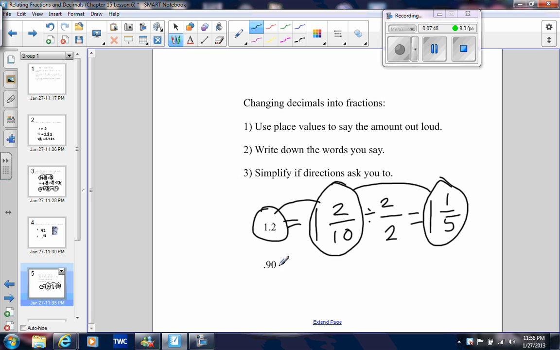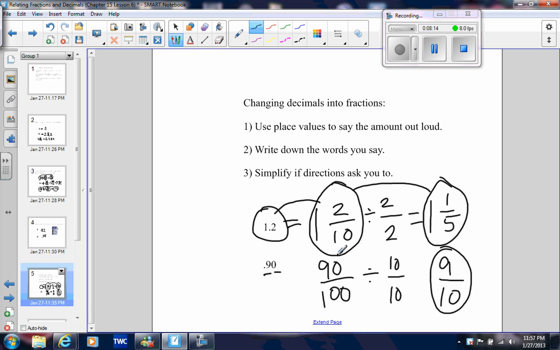Same thing down here. I got 2 decimal places here, so that's hundredths. So I've got 90 hundredths. This ends in 0 and this ends in 0, so I can divide both top and bottom by 10. 90 divided by 10 is 9. 100 divided by 10 is 10. And now I've got 9 tenths, which is equivalent to 90 hundredths, which is equivalent to 90 hundredths as a decimal. So these are all equal to one another.